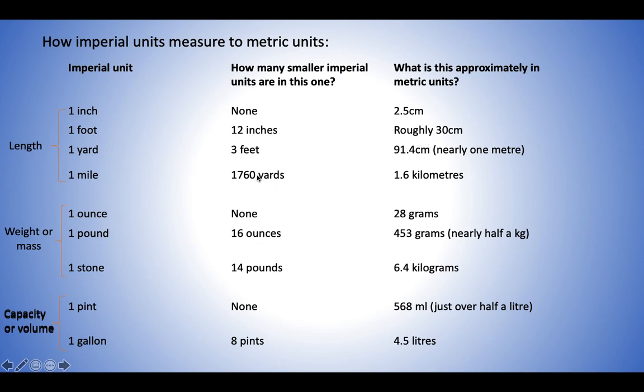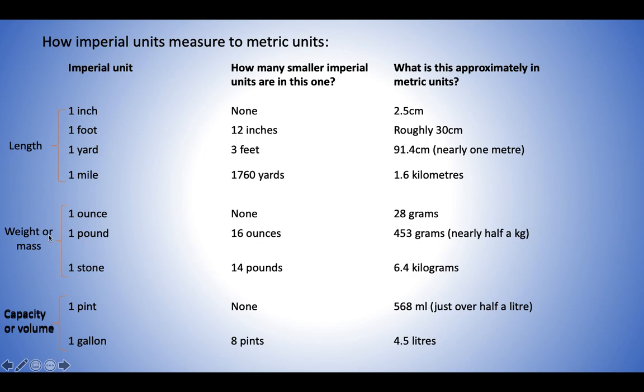And then obviously we have 1 mile, which is 1,760 yards, and that is the same as 1.6 kilometres, okay? Now, if we're looking at weight or mass, so what we can measure ourselves in, okay, we usually measure ourselves in the UK as stone, don't we, okay? So, the imperial units are ounce, pound and stone.